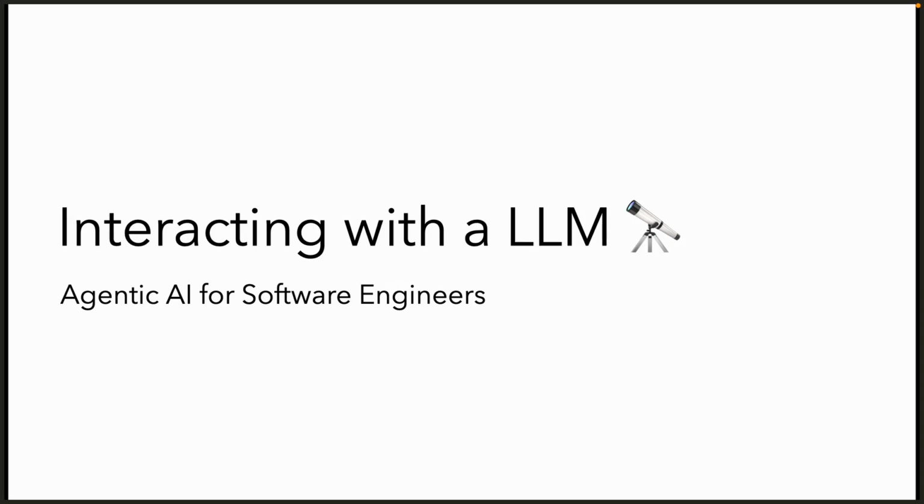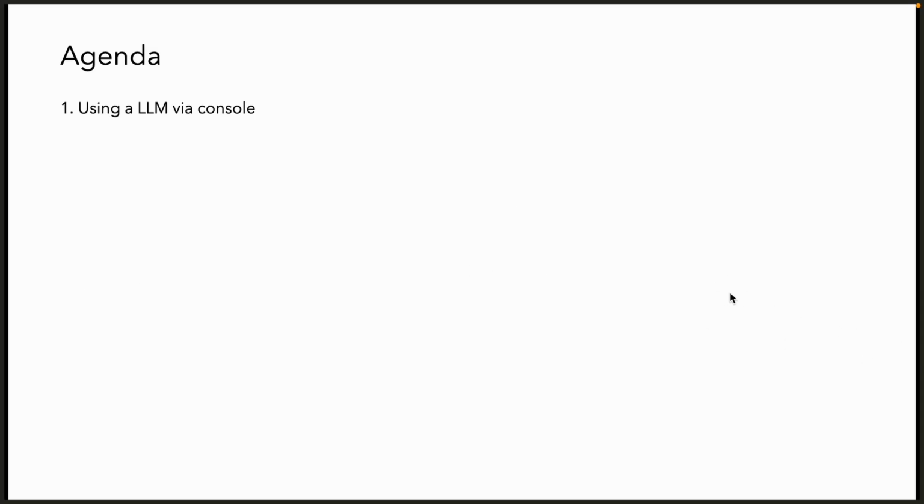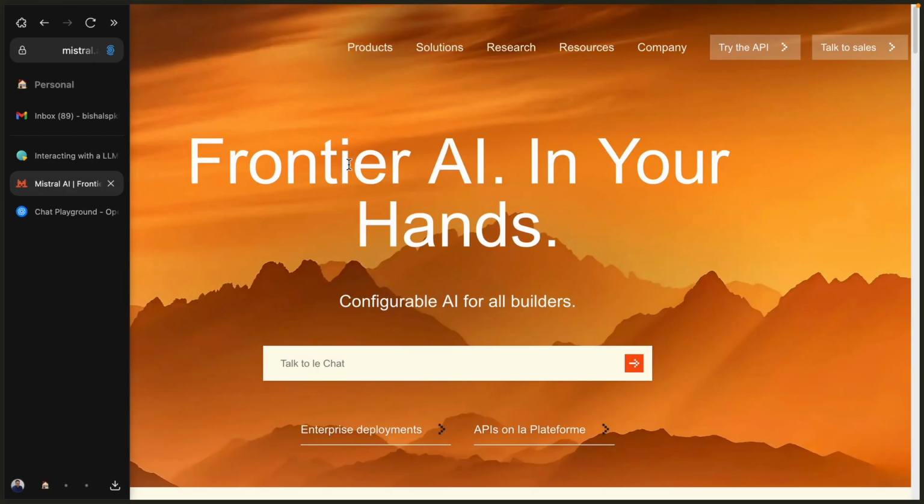Welcome. In this lesson, we'll look at how we interact with a large language model. The agenda is going to be as follows. We will use a console from one of the LLM providers, and we will interact with a large language model through the console. We will also be looking at concepts such as system prompt, token usage, temperature, and few-shot prompting. Right, so with that, let's jump into Mistral AI.